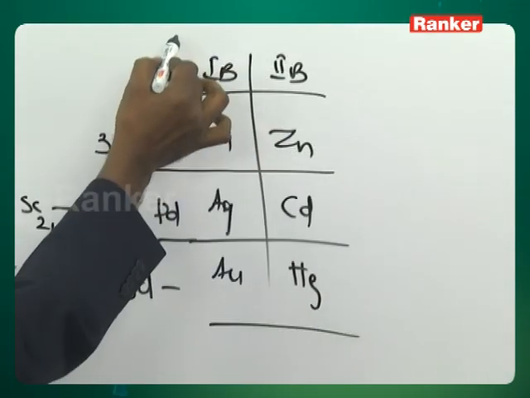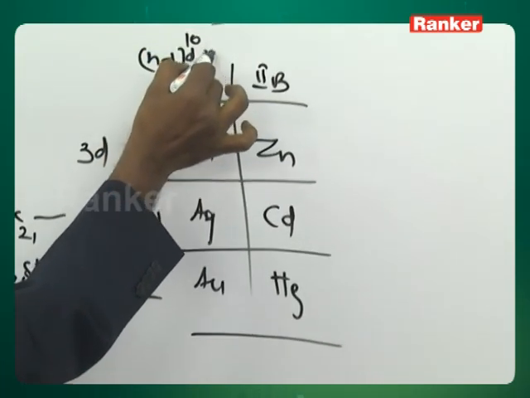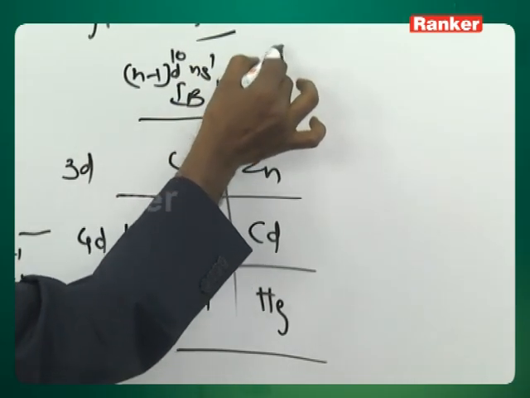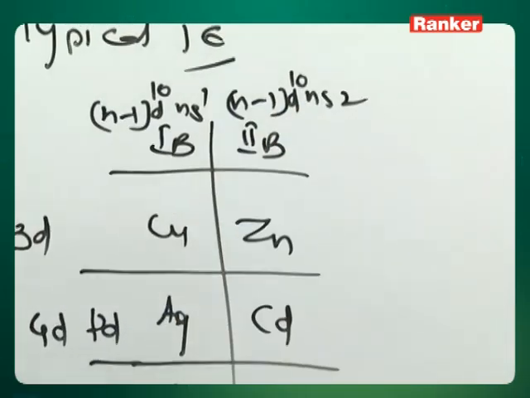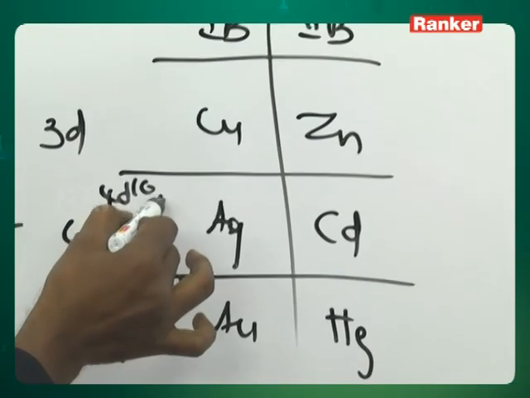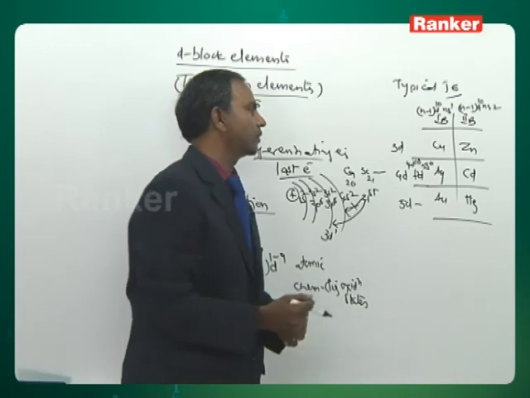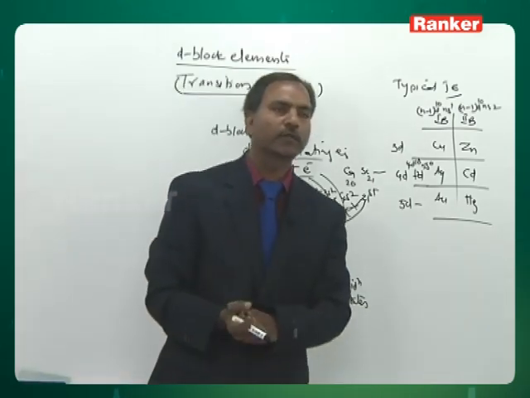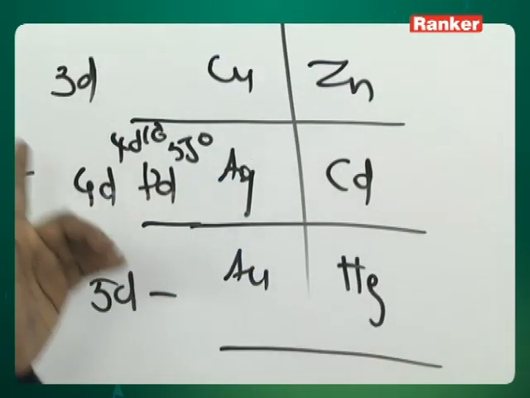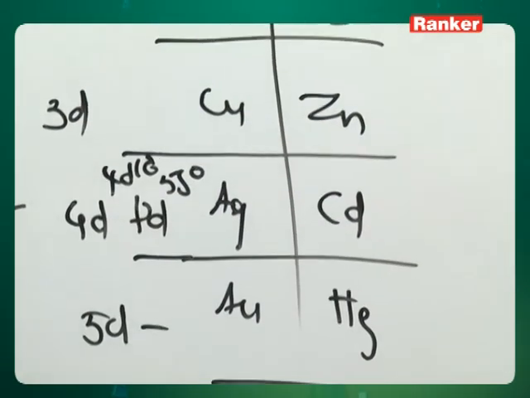The electronic configuration of copper is (n-1)d10 ns1. Zinc is (n-1)d10 ns2. For palladium, remember the configuration is 4d10 5s0. Now what do you understand by this? Looking at these 7 elements, they are carrying fully filled d orbitals in their atomic state.